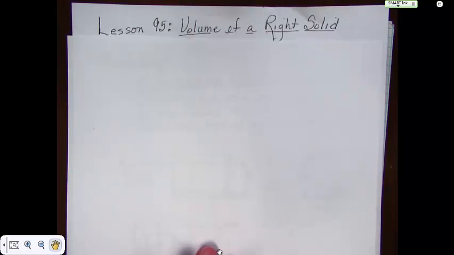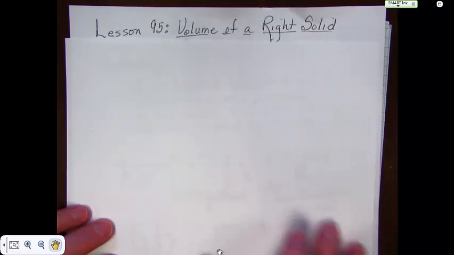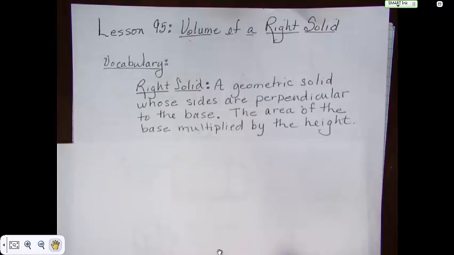Hi there. Today we're going to talk about the volume of a right solid. This is lesson 95. There's some vocabulary that you do need to know.